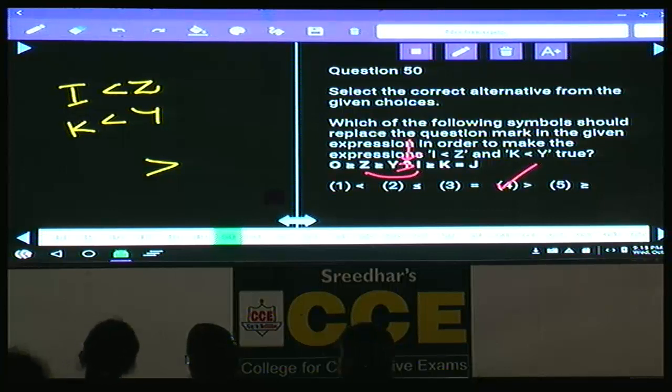Rather than replacing each and every choice in the blank spaces. Okay? And next one, 51 to 55.